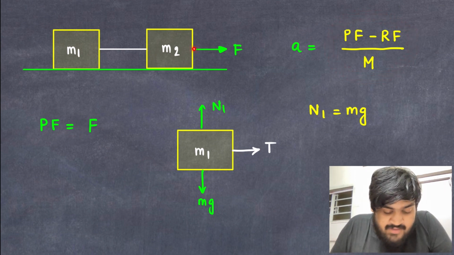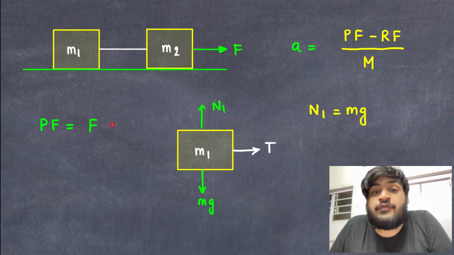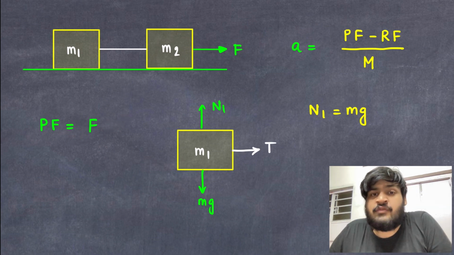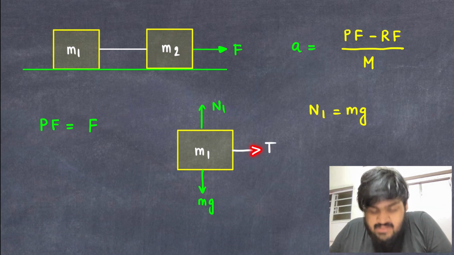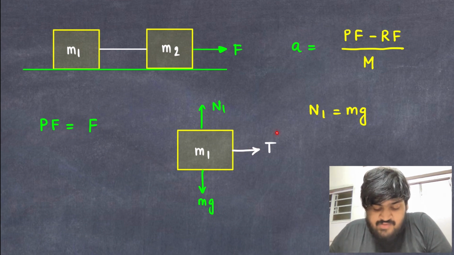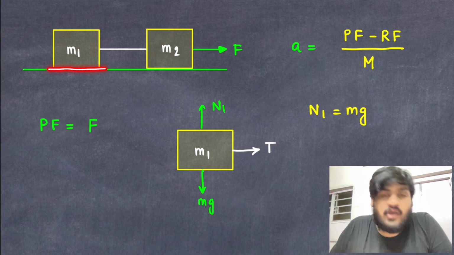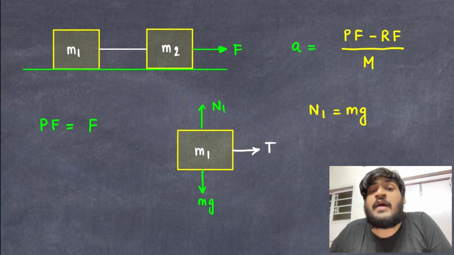You can see that we are externally pulling this system with the help of the force capital F. That's why the pulling force is capital F. Mind it, we will never take tension in the pulling force or resisting force equations, because that will just mess things up. In conclusion, a block which is simply sitting on the ground in this manner will not provide any pulling or any resisting force. I hope I'm clear with this.